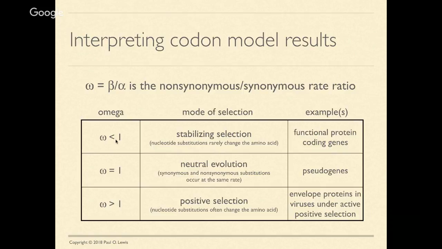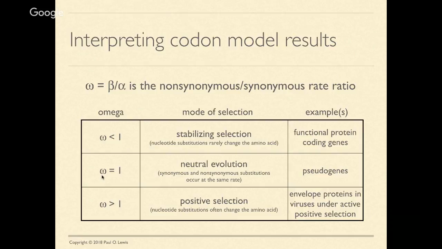If omega is really low, it means the non-synonymous changes are really rare compared to synonymous changes, and the gene is probably under strong stabilizing selection. So nucleotide substitutions rarely change the amino acid. Most of your changes are going to be at the 3rd position sites, which end up being synonymous much of the time. This is sort of true of functional protein coding genes.